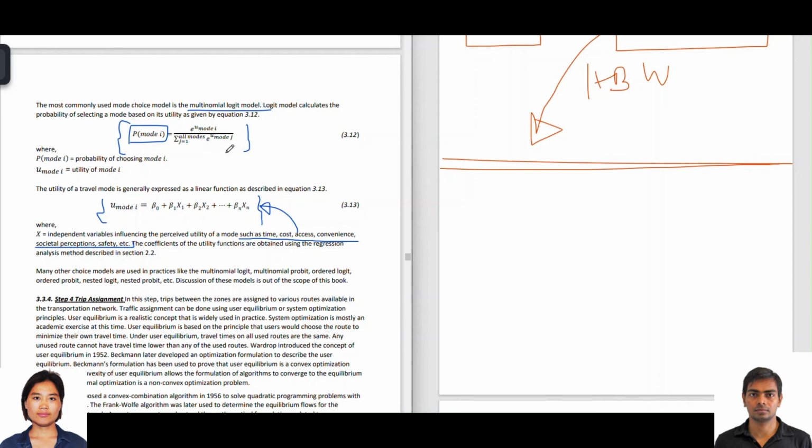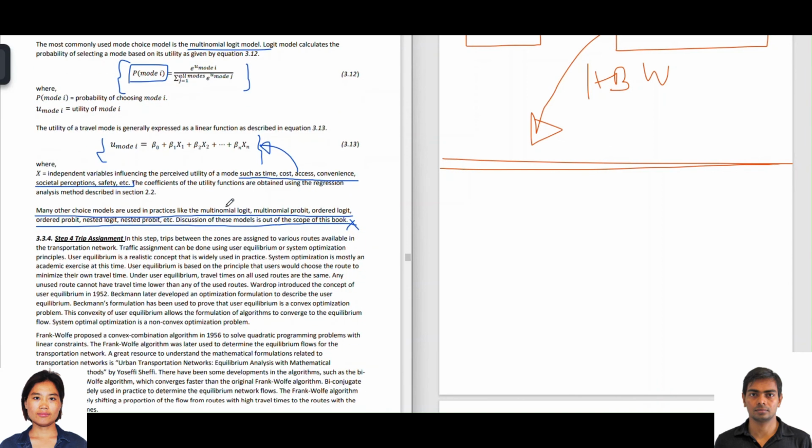But there are many other models, like a probit model. There are many other models which can be used for choice models. So if you are in academia, you will be playing around with these models a lot. Many other choice models exist, such as multinomial logit, multinomial probit, ordered logit, ordered probit, nested logit, nested probit. Discussion of these models is out of the scope of this book, and they are not used in practice, or at least I have not seen them outside of research papers. I have seen them in many research papers, but not in practice.